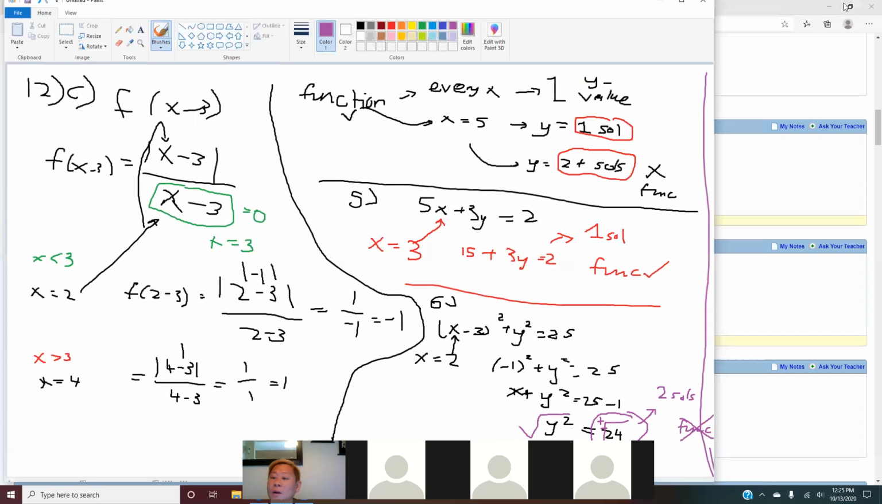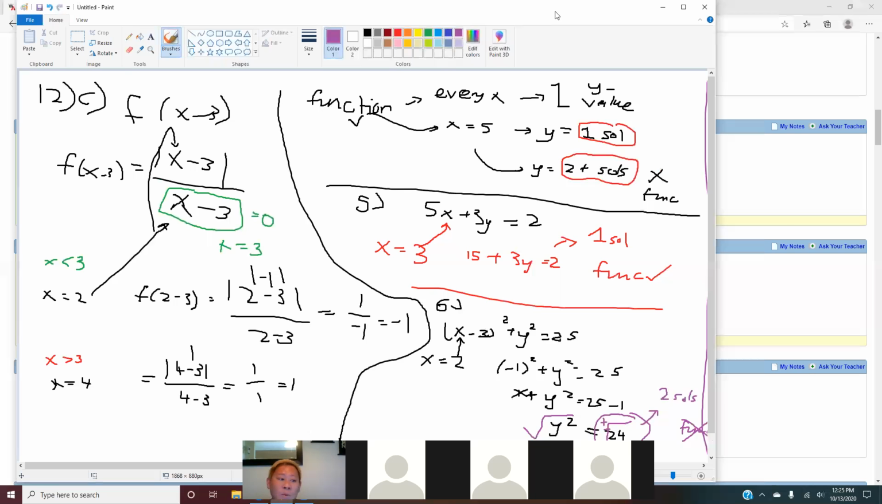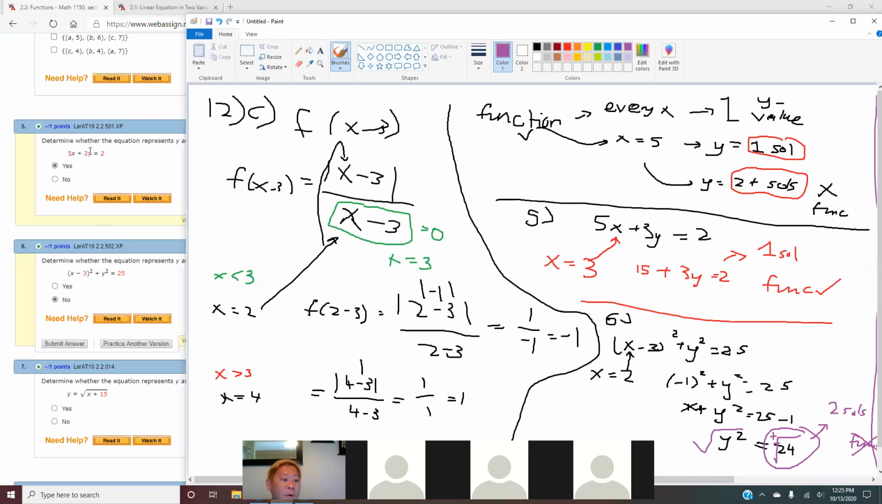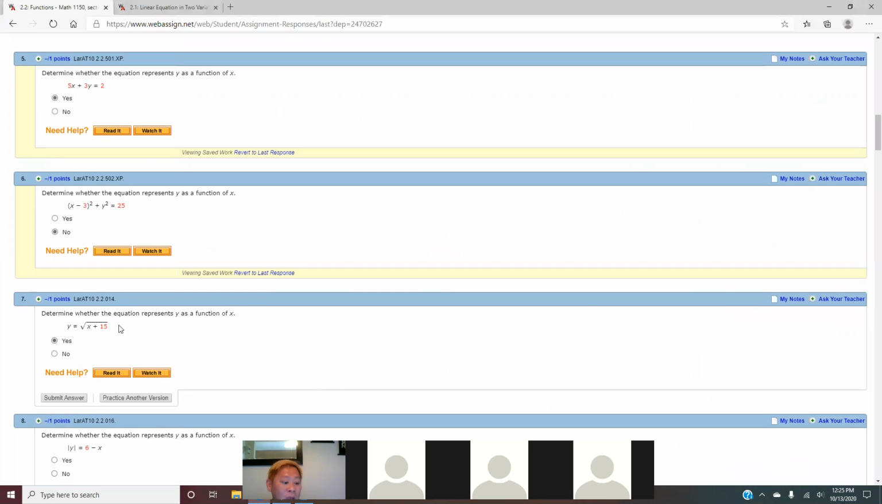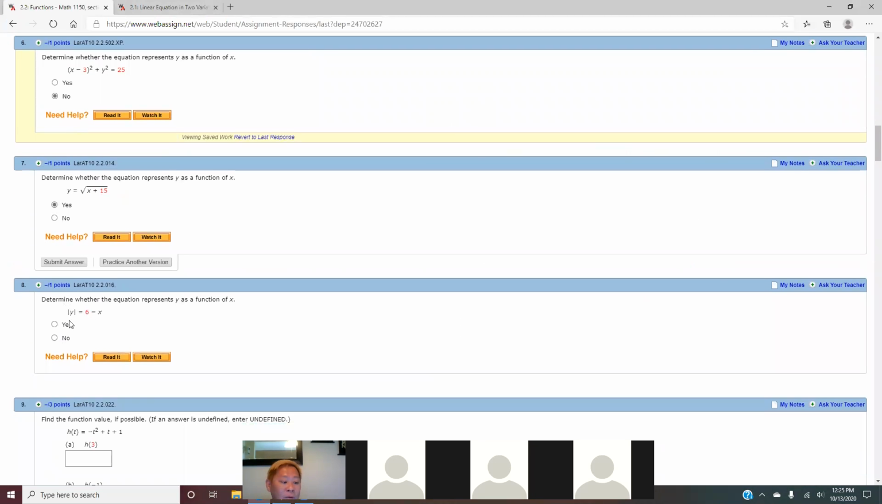So you just look at your y variable and see what power we have. For example, this one has a power of 1, so it is a function. This is a power of 2, it's not a function. This one has an odd y power, it is a function. This one has an absolute value, so absolute value means you got two. One can be positive, one can be negative. This is not a function.